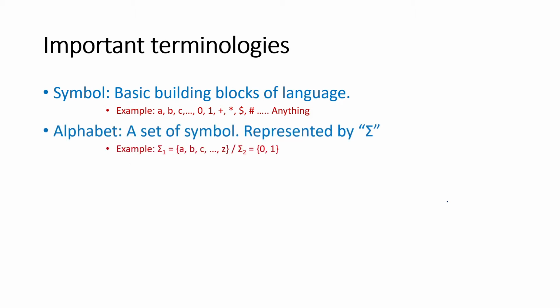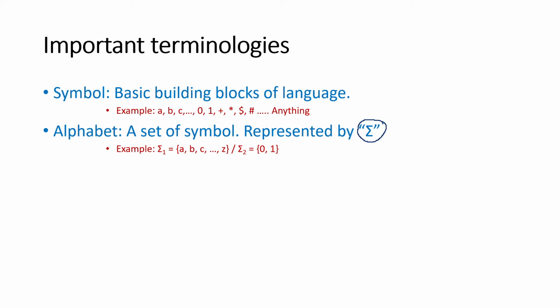The next one is what we call alphabet. What is this? This is a set of symbols which mathematically we represent by sigma. This symbol will be frequently used throughout this subject, so you must be habituated with this symbol for future use, for the near future.